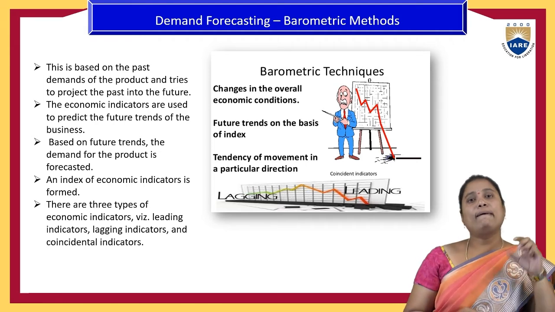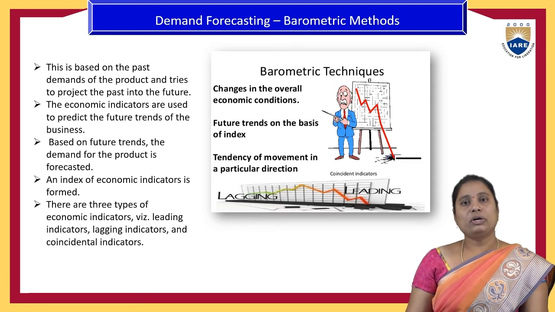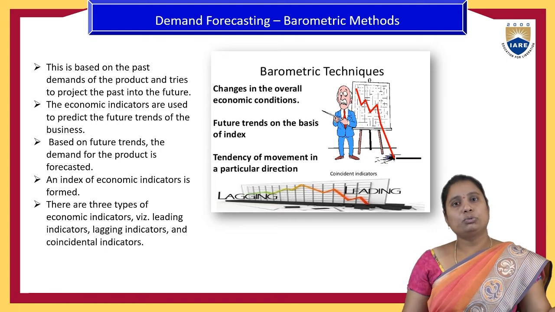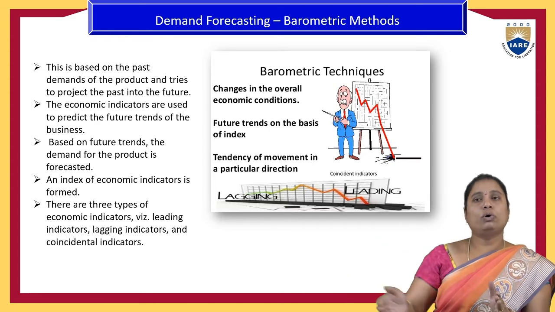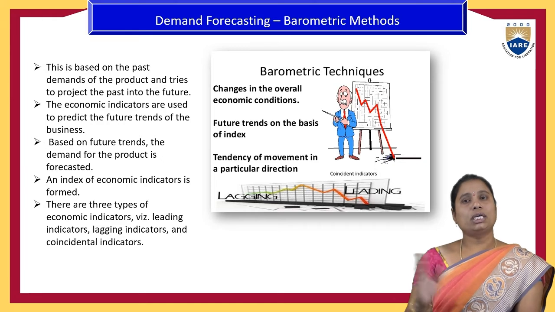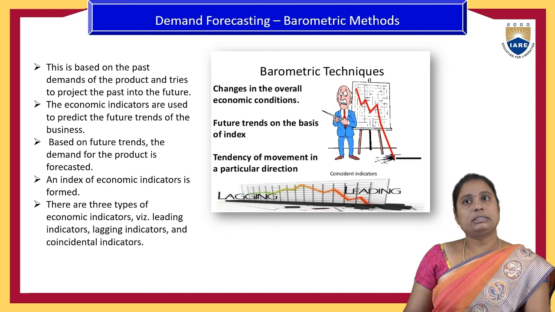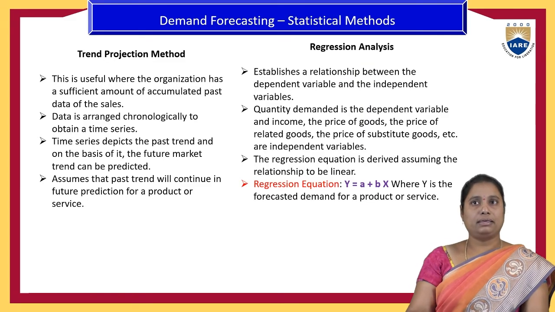In these health and hygiene conditions, the products which improve immunity may get maximum benefits. What were the sales of Ayurveda products before the COVID situation, what are the sales this year, what are the sales for dry fruits or Ayurveda products, and what will it be next? Like this, if they take into consideration the changes in the overall economic conditions, that type of analysis is called the barometric method.